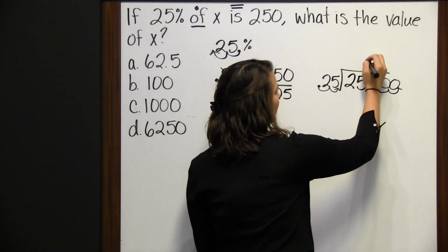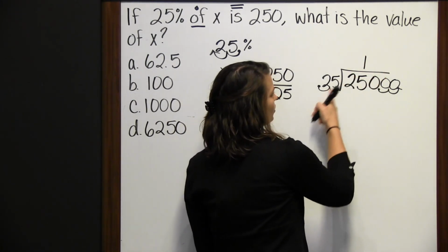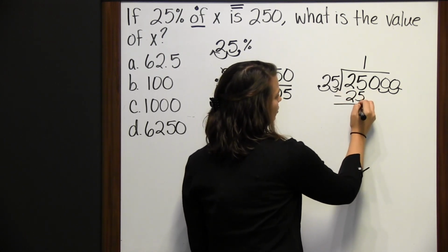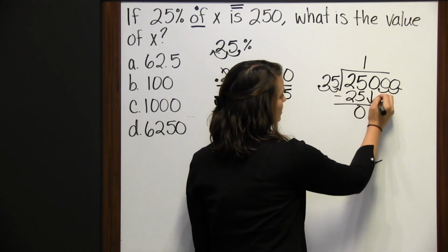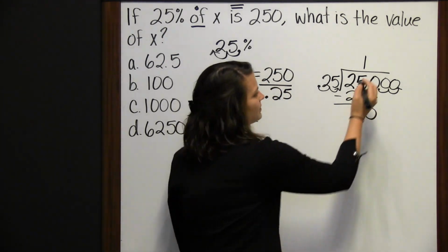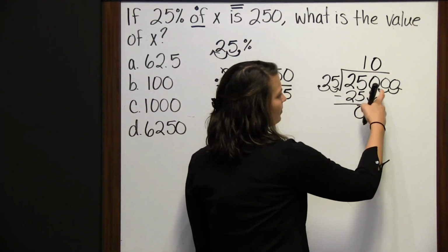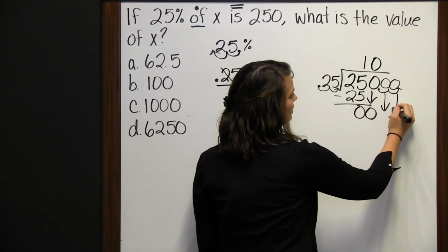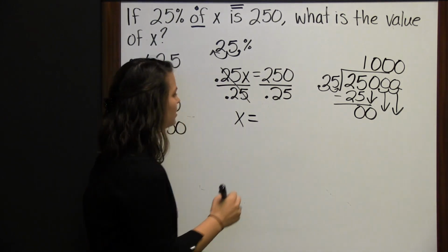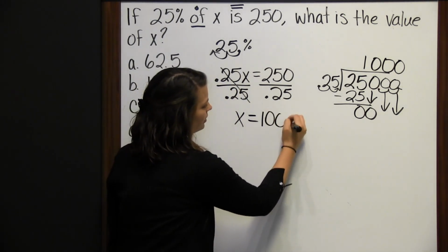25 goes into 25 1 time. 25 times 1 is 25, and we subtract and get 0. We bring down a 0, and 25 goes into 0 0 times. And that's going to keep happening for each one of these zeros. We're going to keep bringing down zeros, and we're going to keep getting zeros. So we end up with x is 1,000.